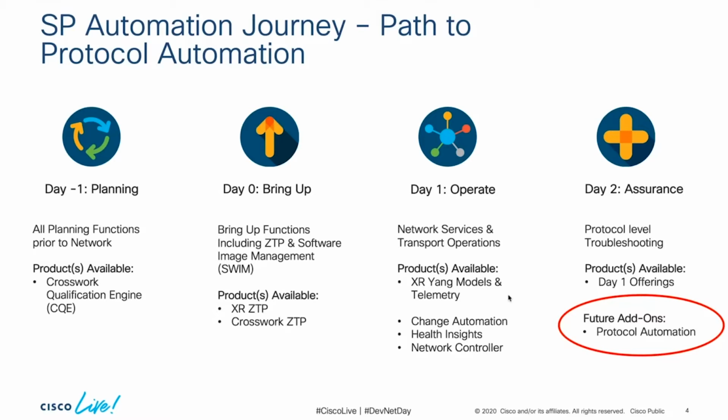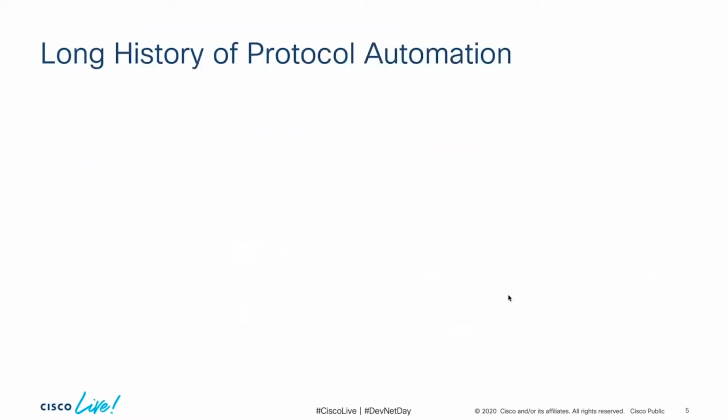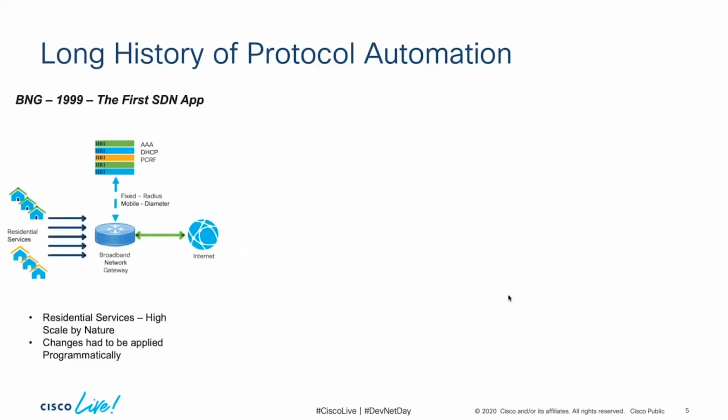What you may not realize is that we've actually had a pretty long history of protocol automation. So let me take 3 examples which go back all the way. Let's talk about BNG. BNG, back in 1999, even before the word SDN became popular, is considered the first SDN application. If you think about it, what was happening there was you had high-scale residential services hitting a gateway, going across to the internet. The amount of residential services was so high that you could not manually handle them. So you needed some form of external automation, and we used RADIUS and then Diameter, and we program state into the network.